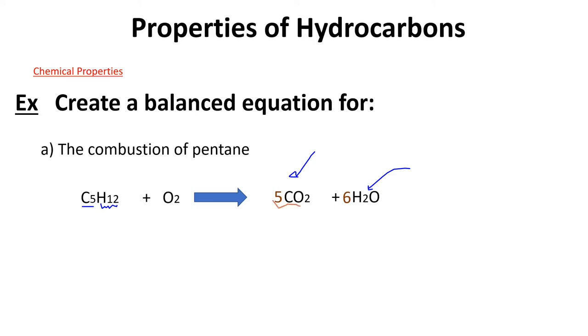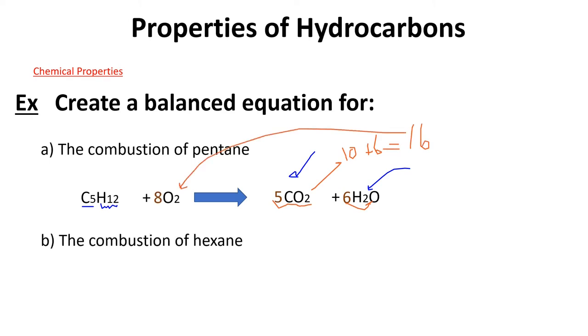Don't forget, we've got oxygen in both molecules here. 5 times 2 gives us 10 oxygens, and 6 times 1 gives us 6. So we actually have 16. So what number multiplied by 2 will give us 16? That should be 8. Now, these don't always balance so nicely.